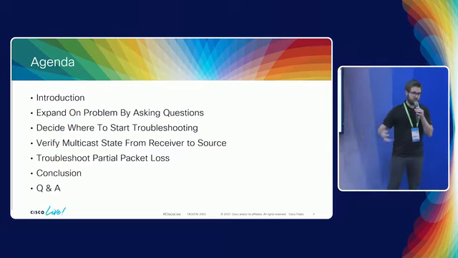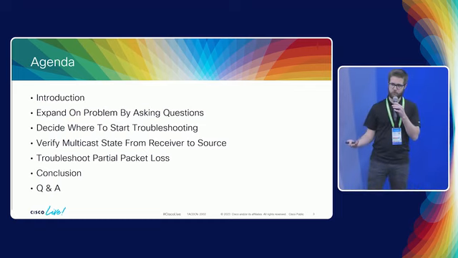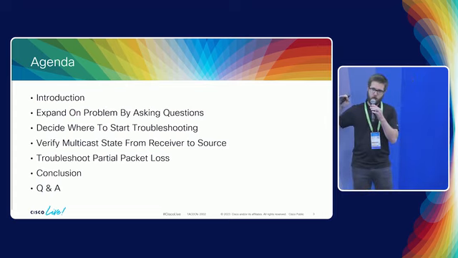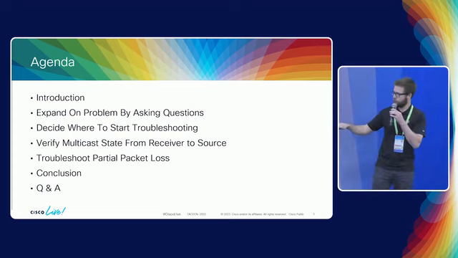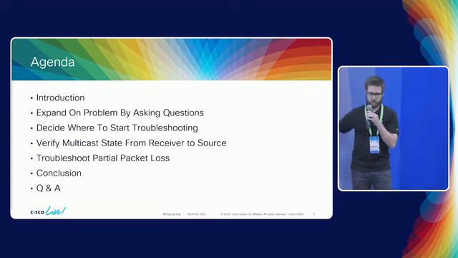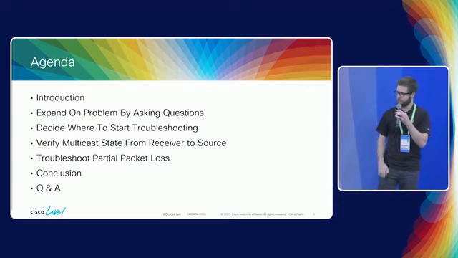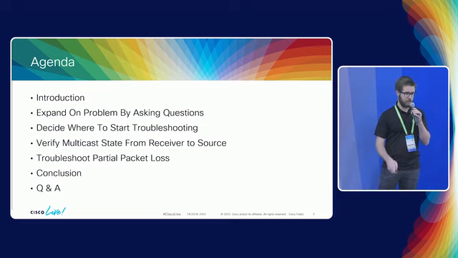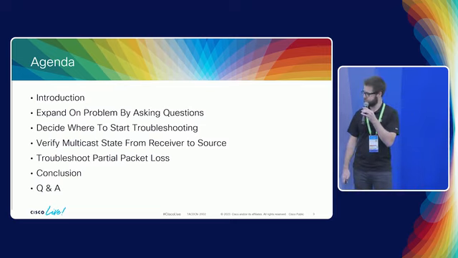Yeah, so my name is Jordan Andrews, and I'm going to show you how I troubleshoot multicast packet loss on the NXOS platform. We're going to start with some of the questions I would ask to understand the problem more, and then from there, we're going to figure out how to start troubleshooting the problem. Then we're going to go through checking the multicast state from the receiver all the way to the source at every hop. And after that, we'll go through some of the tools and commands that I would use from the switches.